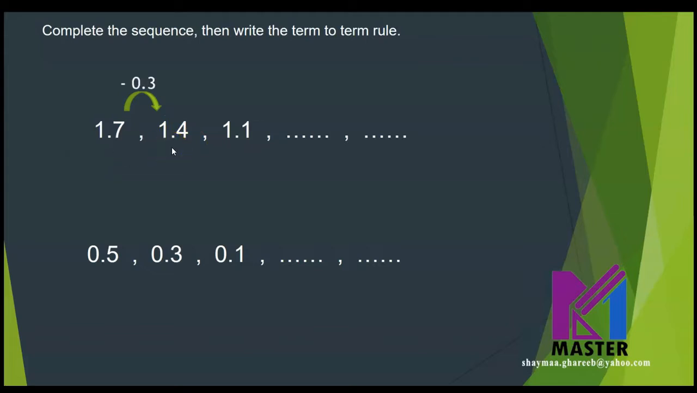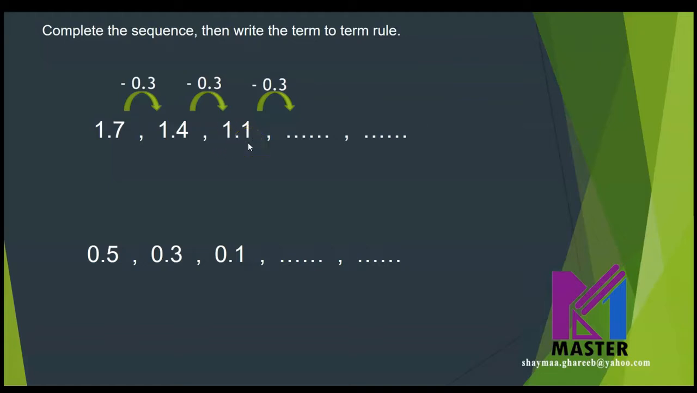3/10 or 0.3. What happened when 1.4 became 1.1? We subtracted 0.3. So the term to term rule for this sequence is subtracting 3/10 or minus 3/10 or minus 0.3. So I need to get the next term in this sequence by subtracting 3/10. When you count back by tenths, starting from the 1.1, let's count backward together.